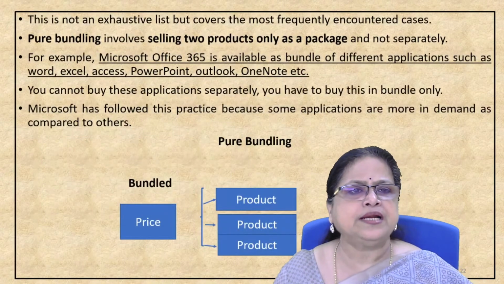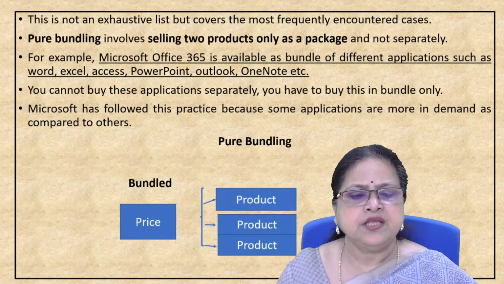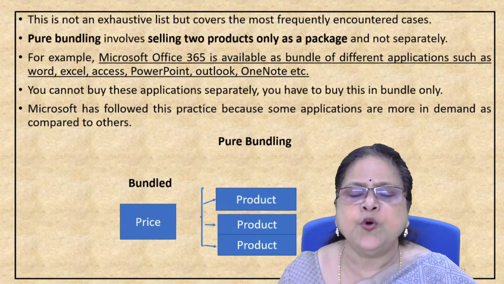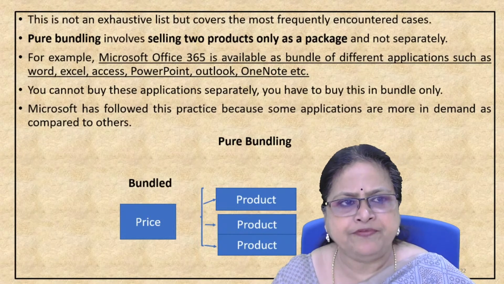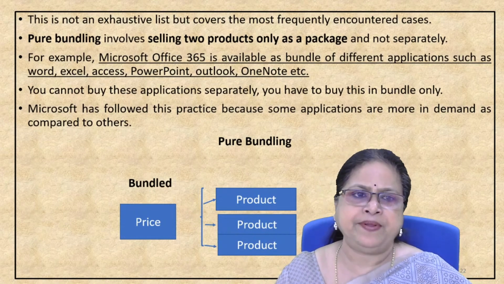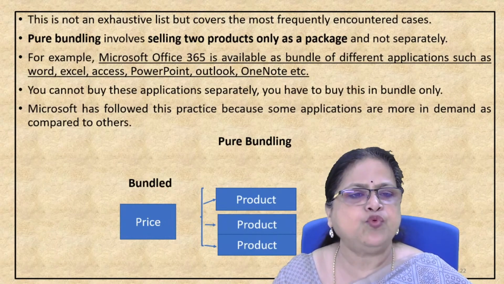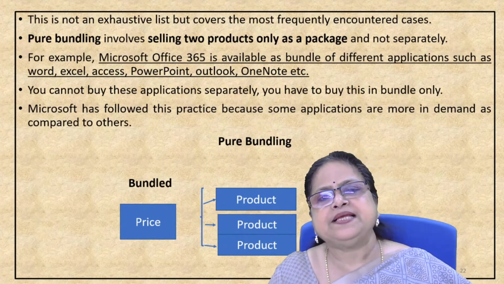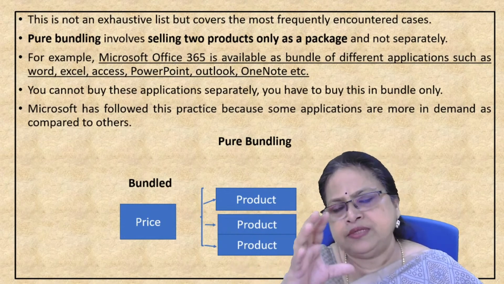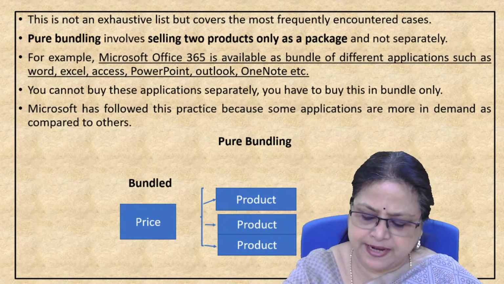Now let us look at pure bundling. That means you have to buy all the products. Suppose there are three products, you have to buy a bundle of three products, like three soaps in one packet, and pay one price for that. That is pure bundling. It involves selling products only as a package and not separately. For example, Microsoft Office 365 is available as a bundle of different applications like Word, Excel, etc. You cannot buy these applications separately. You have to buy them in a bundle only, like 500 gram or 1 kilo. That is the measure; you have to buy one specific quantity. So Microsoft has followed this practice of bundling.